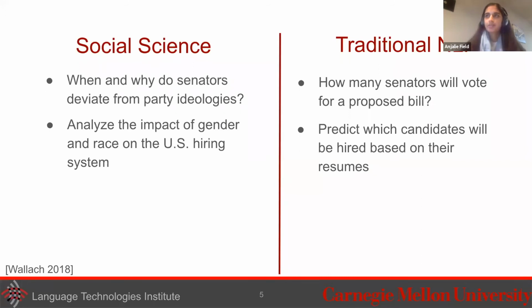As another example on the social science side, we might be interested in analyzing the impact of gender and race on the US hiring system. And on the NLP side, we might be interested in predicting which candidates would be hired based on their resumes.